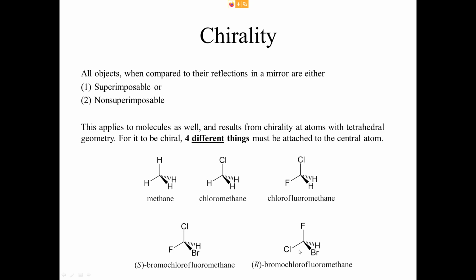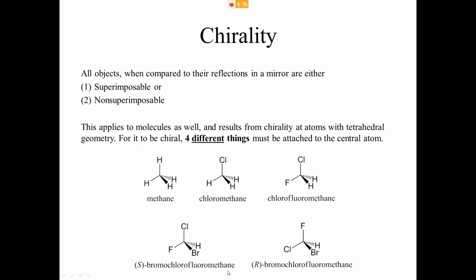Because these have a chiral center, right? They have that center that has 4 unique things attached to it. And so it's either right-handed or left-handed, right? The one on the right here we'll call right-handed, so it gets a little R. And the one on the left we'll call left-handed, which gets a little S. S stood for sinister, which meant left-handed originally.